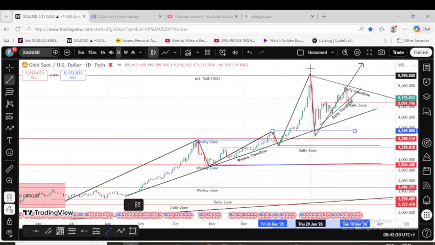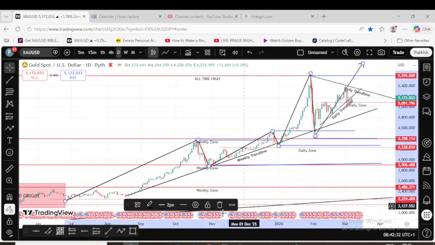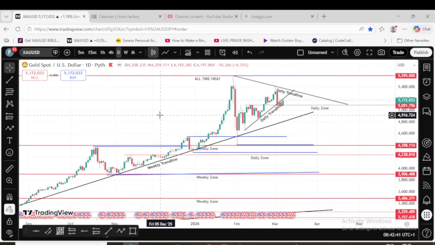I have an impulsive all the way here. And then this is a correctional move, and this is a correctional right here. So let's delete this. So price is currently in a correctional phase. Sorry, price is currently in the middle of an impulsive move.